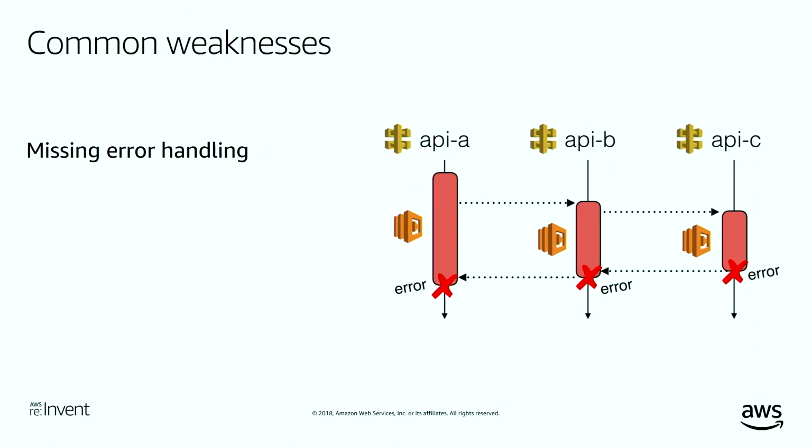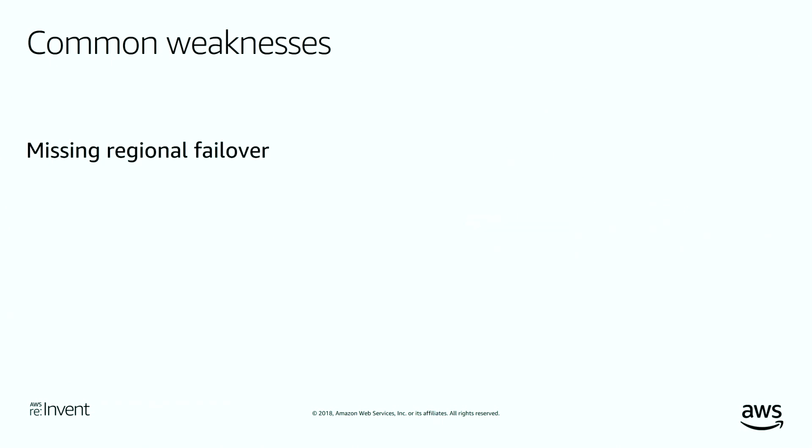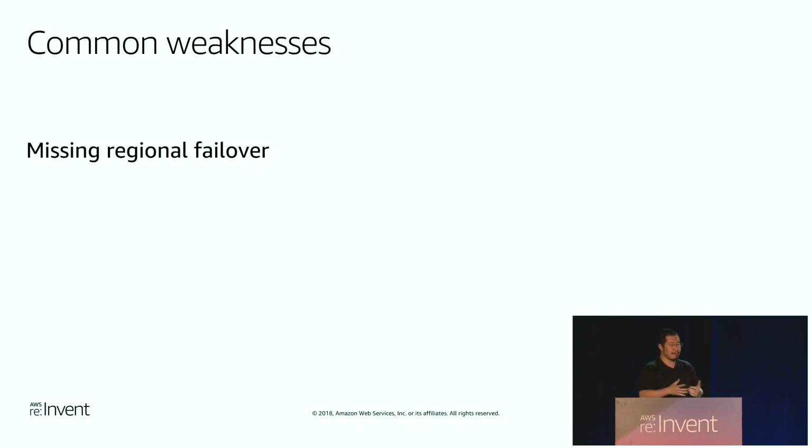Or maybe I'm missing some error handling in my code when I'm talking to third-party systems. In cases where a dependency is not available, I could have returned a cached response or a static default value, or maybe I'm missing some of those default fallbacks. In cases where you have a multi-region setup, perhaps you're also missing a trick by not having regional failover as well.